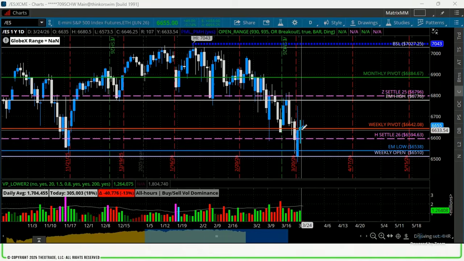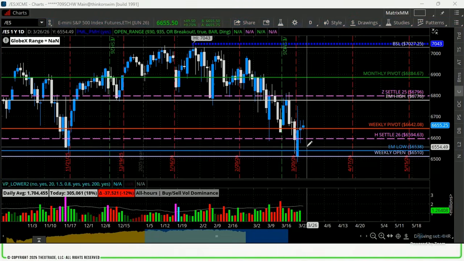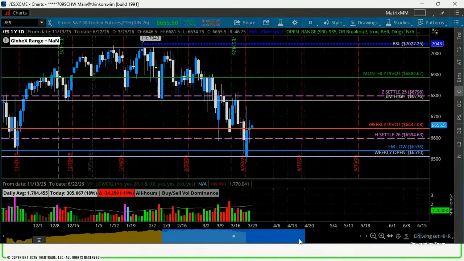Is there any substance to that headline? I don't know. We'll see how we react to this when the market opens. It doesn't look like there was a lot behind it.